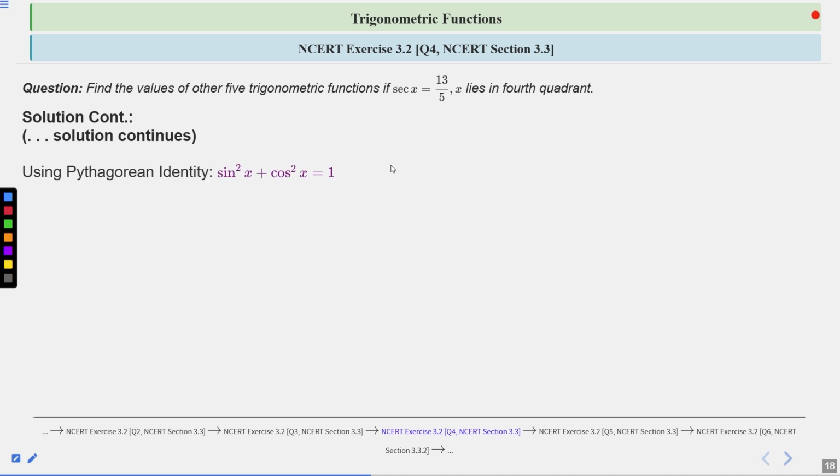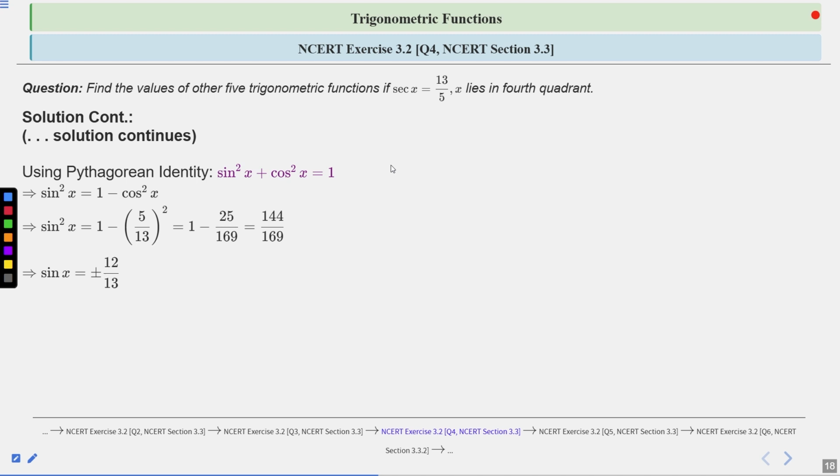Now using the Pythagorean identity, sin square x plus cos square x equals 1, we can say that sin square x will be equal to 1 minus cos square x. So sin square x will be equal to 1 minus (5 by 13) whole square, which is equal to 1 minus 25 upon 169, which will be equal to 144 upon 169.